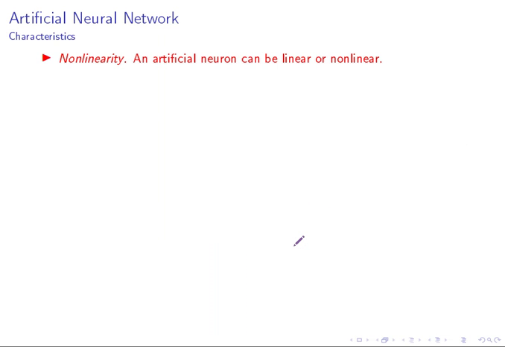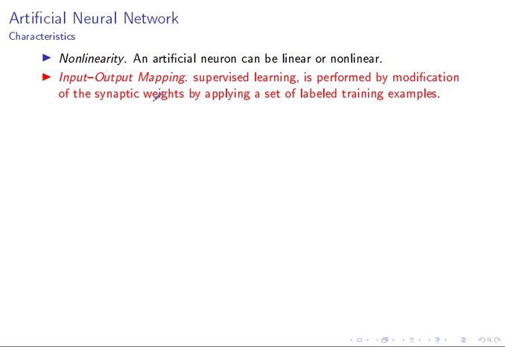Now let's see a few characteristics and advantages of artificial neural networks. The first one: it is highly non-linear. In fact, it can be both linear or non-linear. A single layer perceptron, as we have already studied, is a linear model, while a multiple layer artificial neural network can implement non-linear functions, even discrete functions. Second, input-output mapping. It implements input-output mapping, which we did in supervised learning. Supervised learning is performed by modification of the synaptic weights by applying a set of labeled training examples.